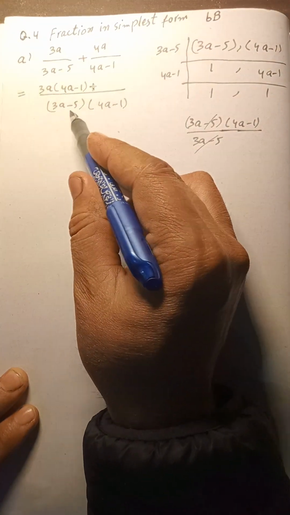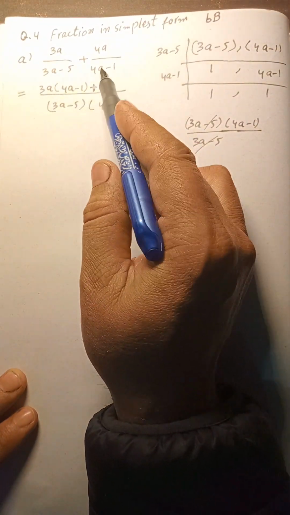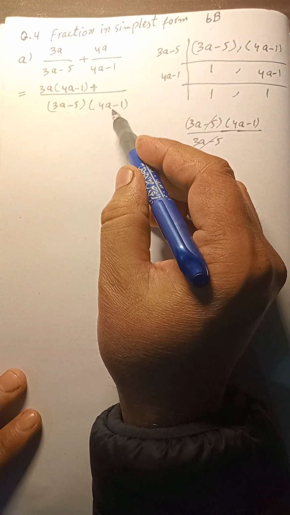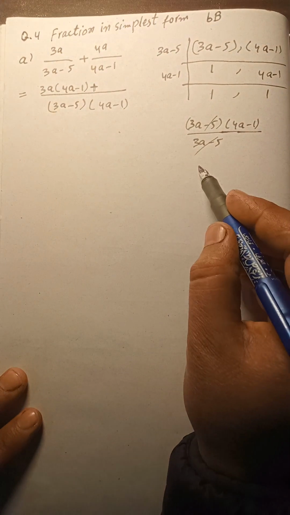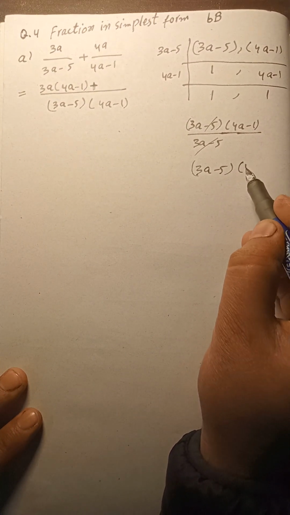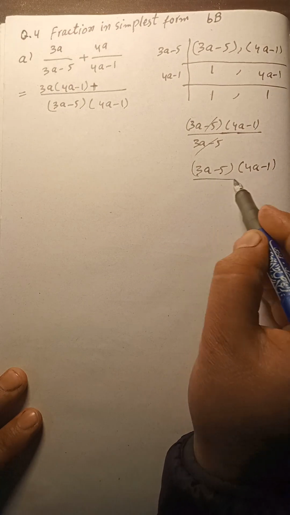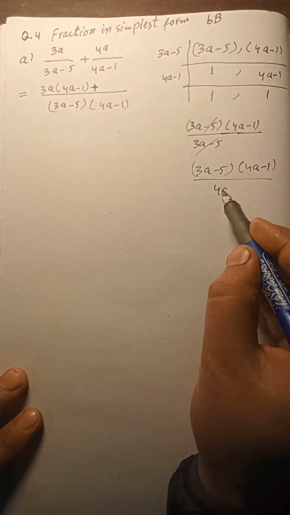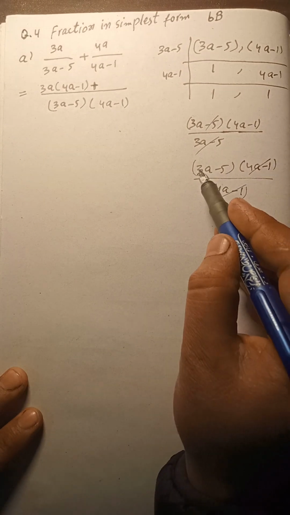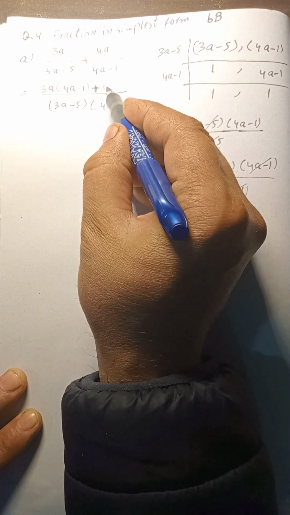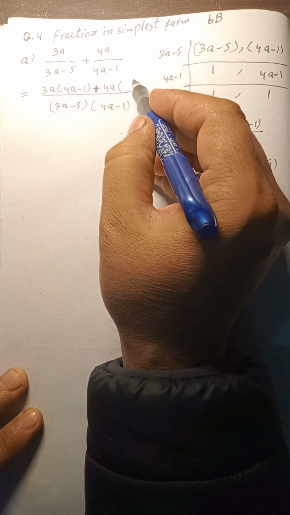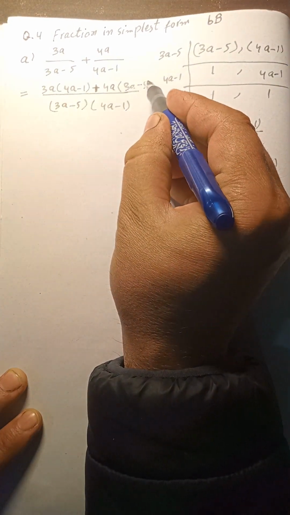Now divide this whole LCM by this denominator. This denominator will be cancelled and it will be our answer: 3a minus 5 into 4a minus 1 divided by this denominator 4a minus 1. It will be cancelled by this and this is our answer. So write it here: 3a minus 5.